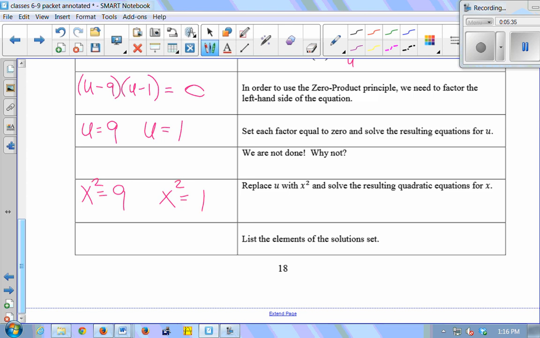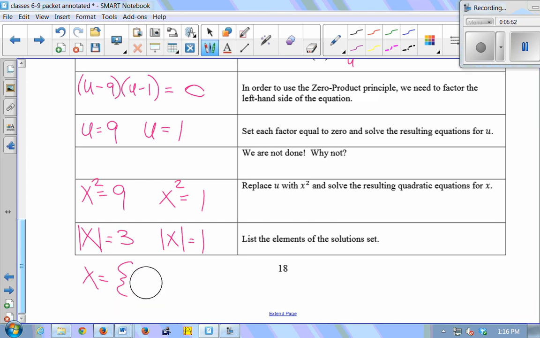So if x squared equals 9, what are my solutions here? Absolute value of x is 3, and absolute value of x is 1, which means that x equals plus or minus 3, and plus or minus 1. You can go right to the plus or minus if you want, that's fine.